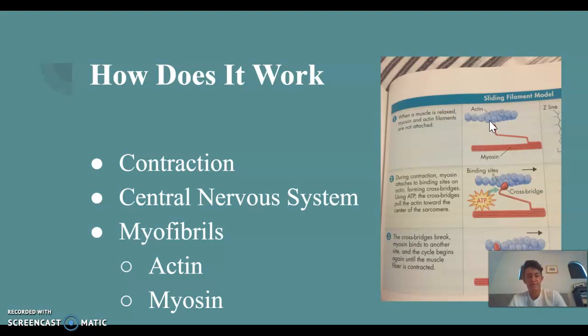And when they bind, they use ATP to form a cross bridge together that pulls the actin toward the myosin. And when it is done with one binding site, then it chooses another binding site. And it keeps choosing binding sites until the actin is completely contracted toward the myosin.